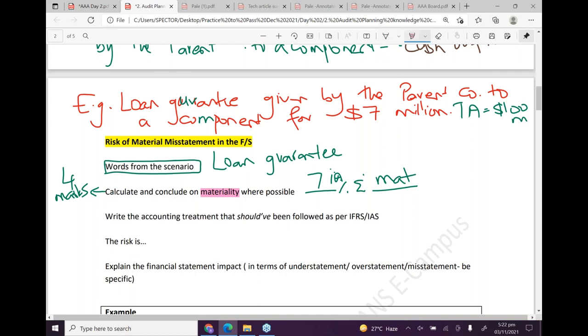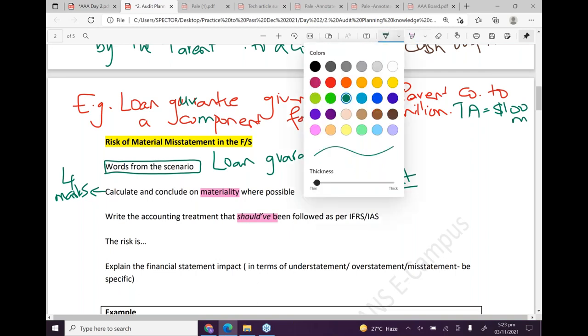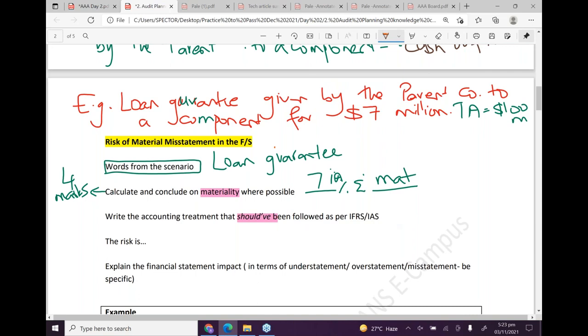Then I'm going to talk about accounting treatment that should have been followed. And unfortunately, this is dependent on your accounting knowledge entirely. Now, for a loan guarantee, which accounting standard comes to your mind? Going to open up the question and answer box again.